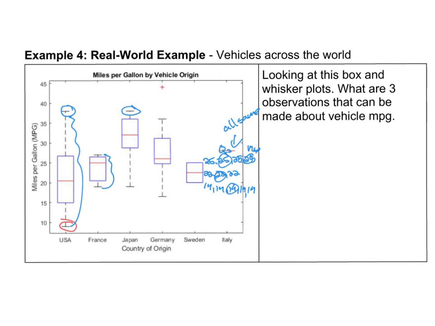Other than that, like I said, we can look at some of our interquartile ranges. The USA, when we talk about our middle 50%, is spread out a little bit more, where you see France, Germany, Japan, Sweden. All those boxes seem to be about the same consistency-wise. Now, of course, Japan looks like it's averaging the highest, so they must make the most miles per gallon.